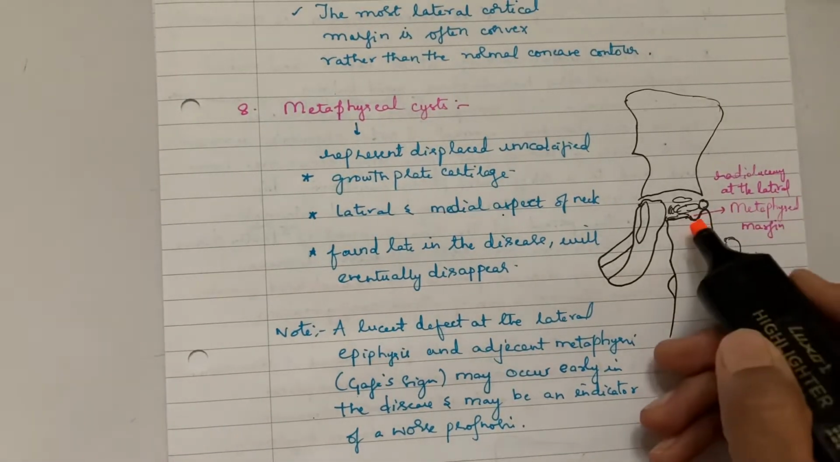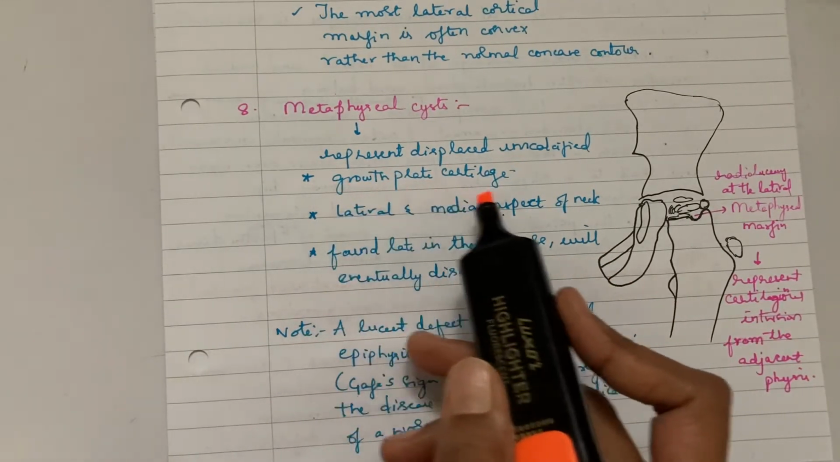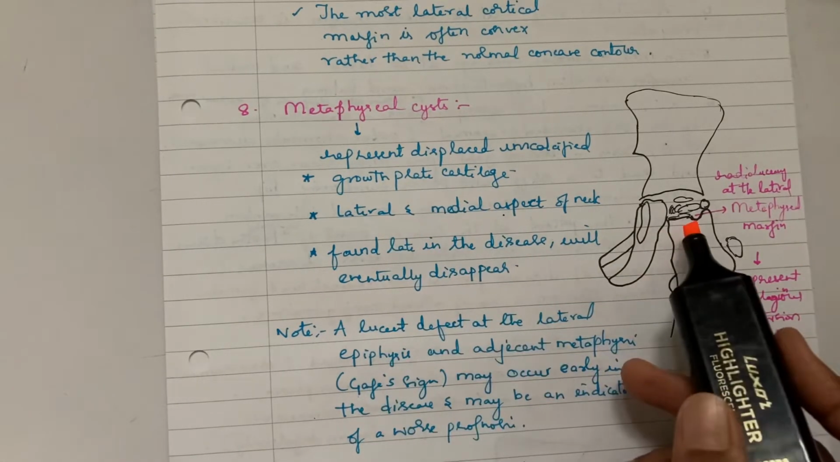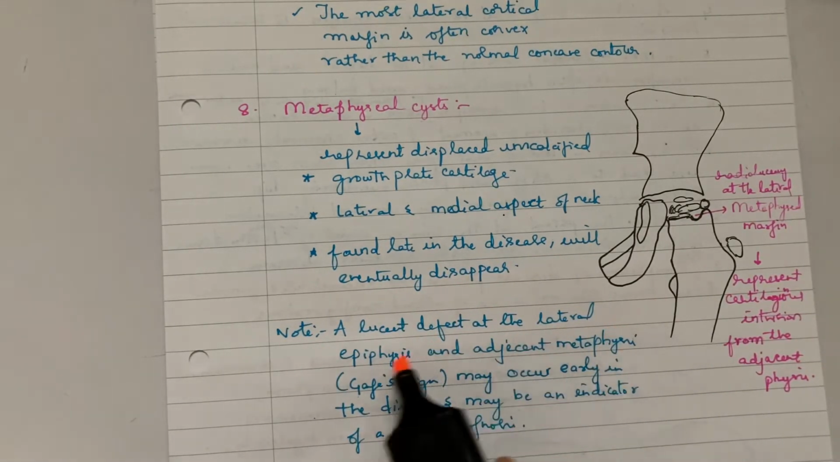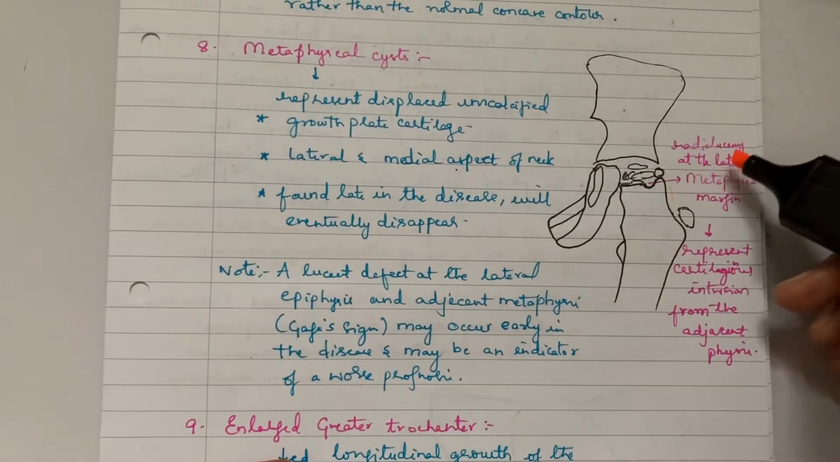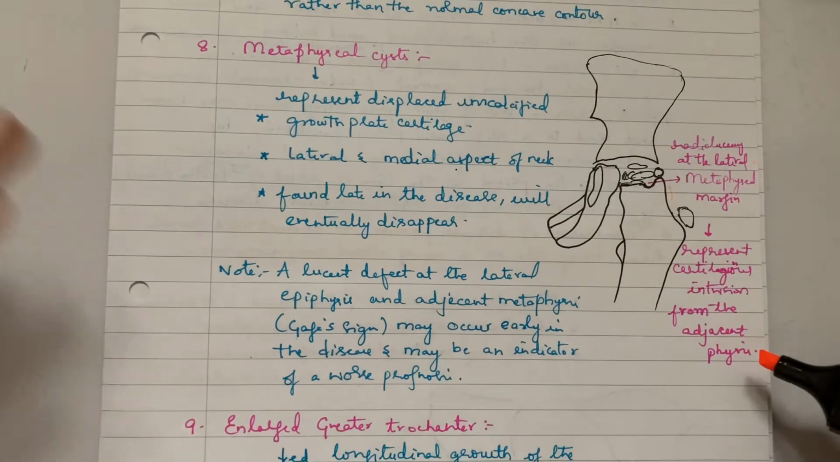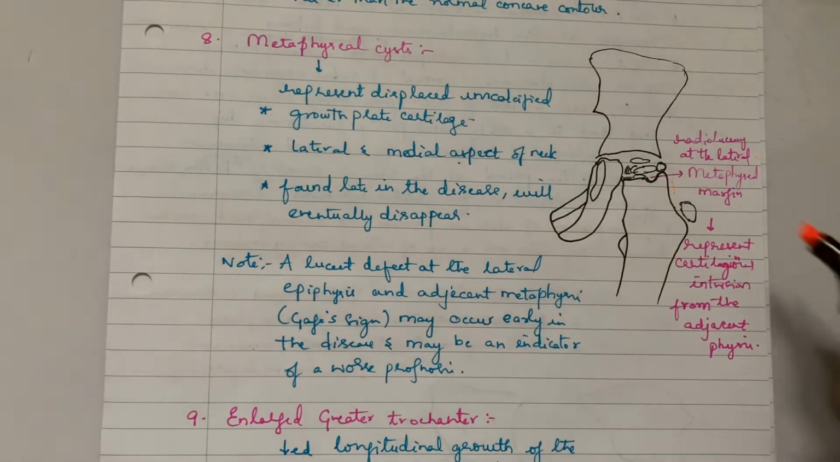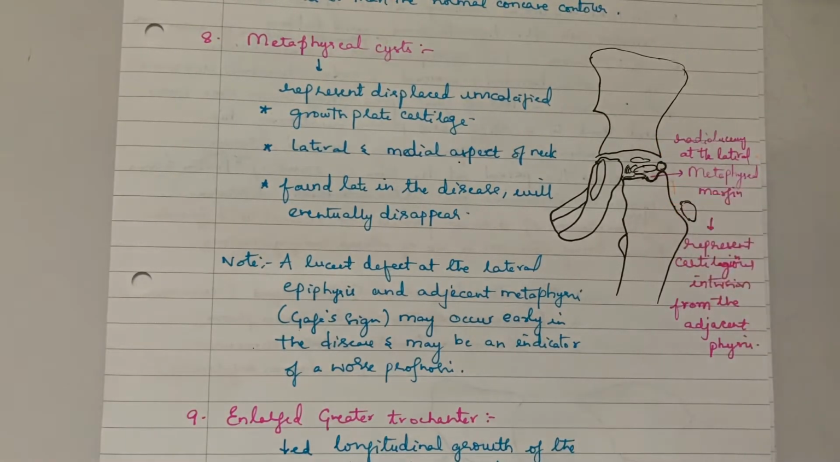Coming to metaphyseal cyst, this is our metaphyseal cyst. These represent displaced, uncalcified growth plate cartilage, occurring along the lateral and medial aspect of the neck, found late in the disease, and will eventually disappear. A lucent defect at the lateral epiphysis and adjacent metaphysis, that's called the Gage sign, may occur early in the disease and may be an indicator of worse prognosis. This is a radiolucency at the lateral metaphyseal margin. It represents cartilaginous intrusion from the adjacent physis. So metaphyseal cysts will be there. They are found late in the disease. One more called Gage sign. It is a lucent defect at the lateral epiphysis and adjacent metaphysis. This occurs early in the disease and is an indicator of worse prognosis.